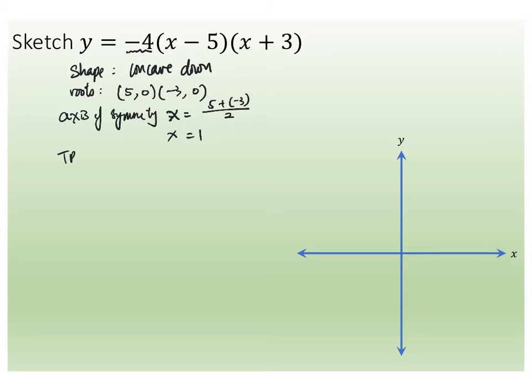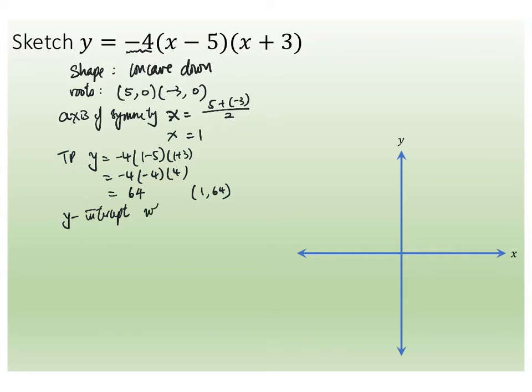Substituting x equals 1 for the turning point, y equals −4(1 − 5)(1 + 3). That is −4 times (1 − 5), which is −4, times (1 + 3), which is 4. So −4 times −4 is 16. 16 times 4 is 64. Alright, so therefore the turning point is (1, 64).